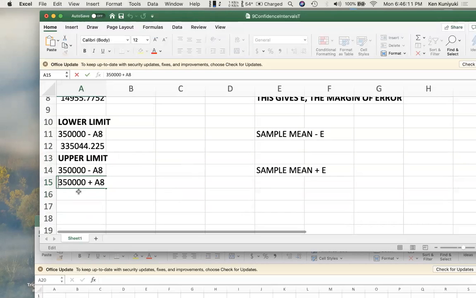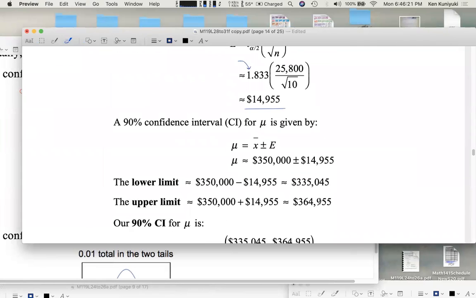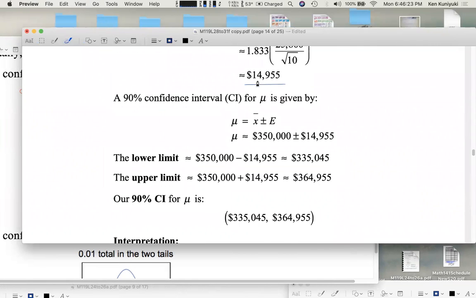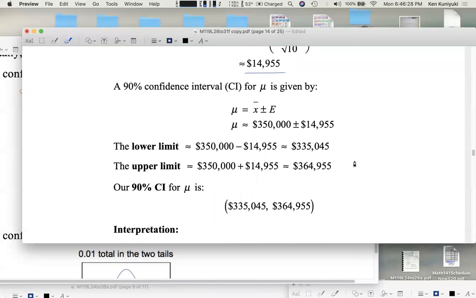And then over here equals. Okay, so from $335,044 to $364,956. And that's what we get here. We're off by $1 because of the whole round off error thing over here. But don't freak out about that. If you're off by $1 here or here, I'm fine.